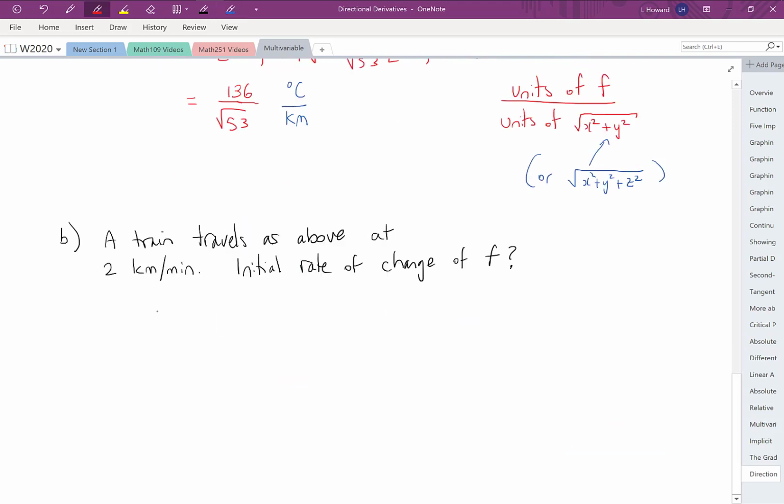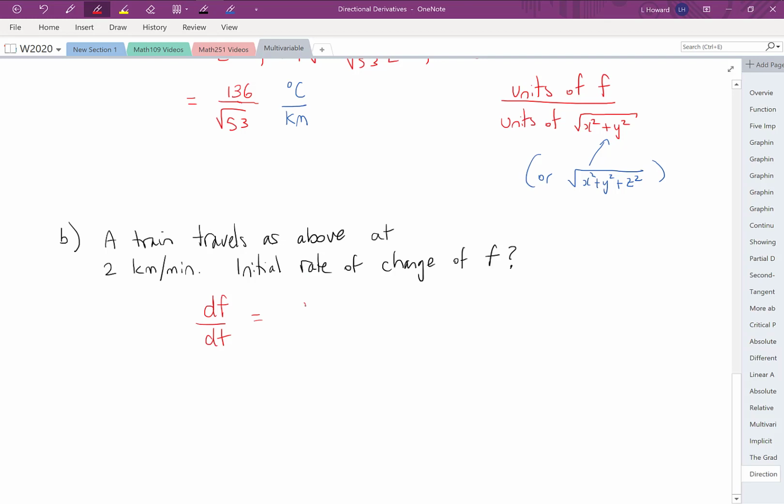So a train travels as above at 2 kilometers per minute. What is the initial rate of change of f experienced by the train? All right, well, we know from above that our rate of change of f with respect to distance was what we calculated in part A. So I'll write this symbolically first. Let's say we want to find df by dt. We want to figure out how fast is f changing with respect to time.